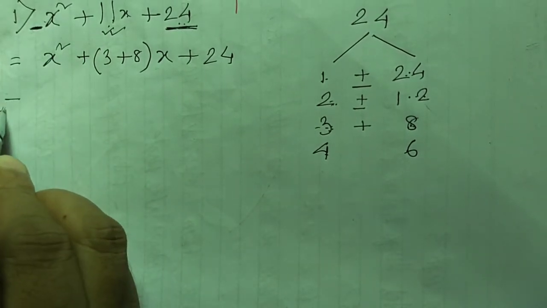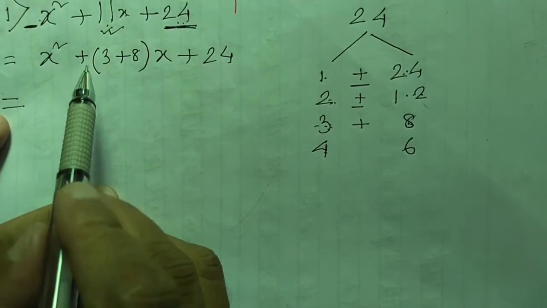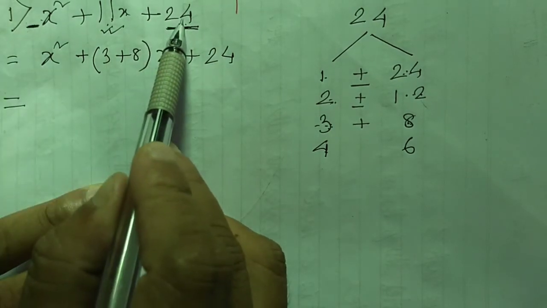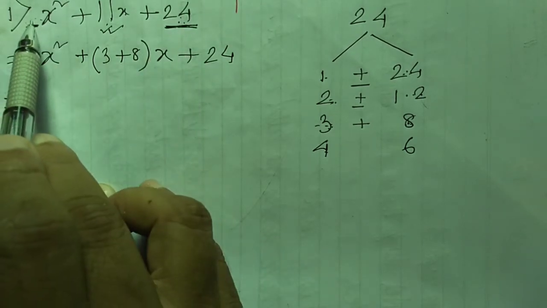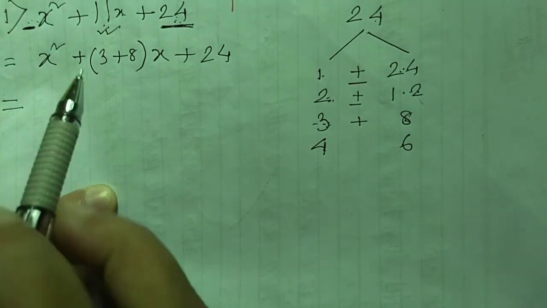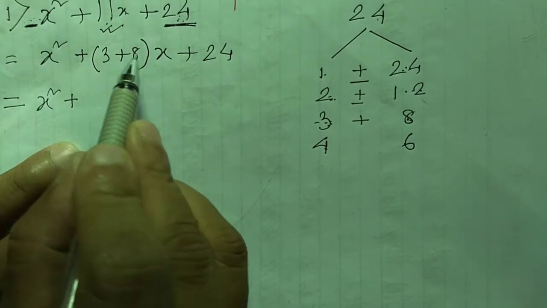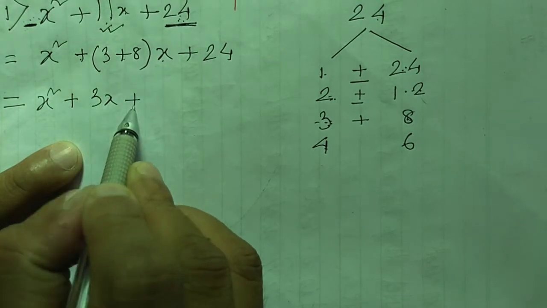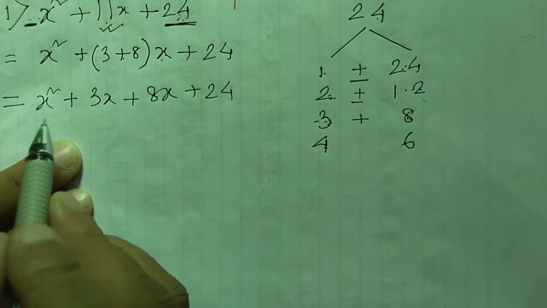Understood? So I hope you understood the second line. Just you have to multiply this number and 24, the last number, first and last. But last is 24, first is not there, so that's why only 24 will be written. And in this way we'll split them. Now third line, x square plus 3 into x, 3x, plus 8 into x, 8x, plus 24.